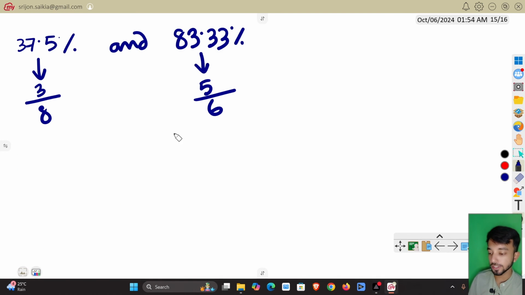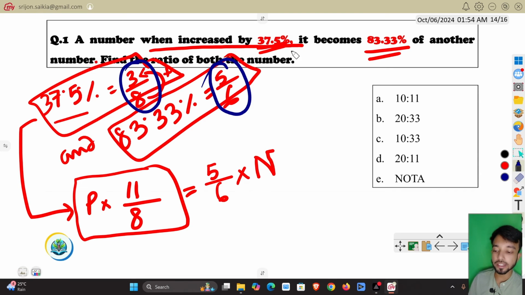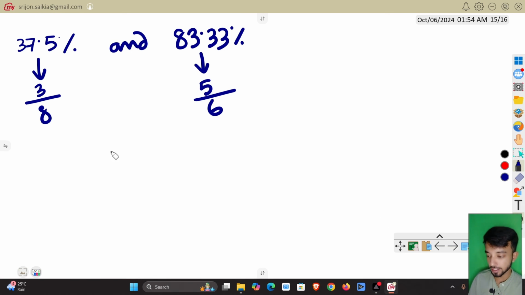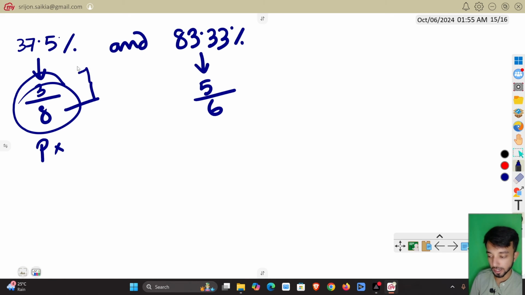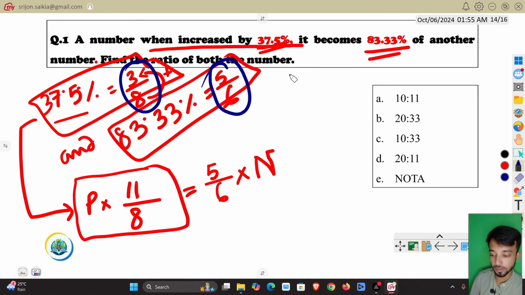Okay. Now, according to the question, when increased by 37.5%. When increased by 37.5% means, let the number P be increased by 37.5%. Now, according to the shortcut, we have to sum the numerator with the denominator, that is 8. In the numerator we have 8 plus 3, 11. How much will we get?